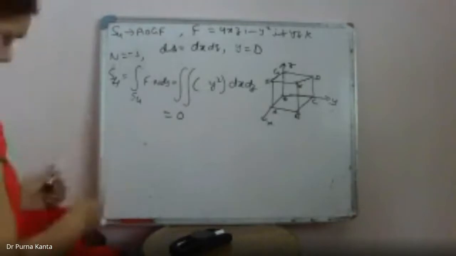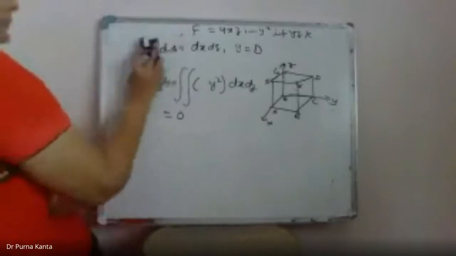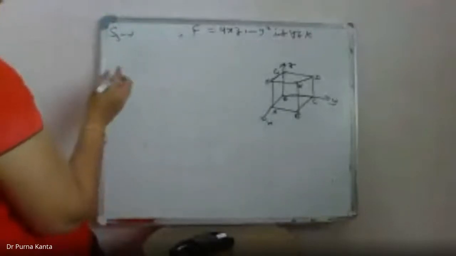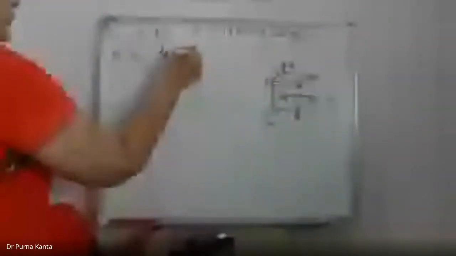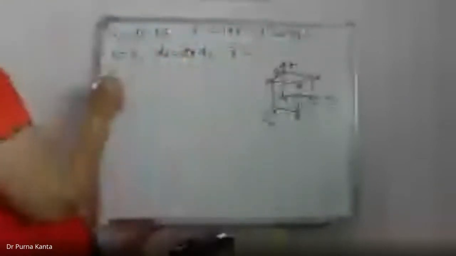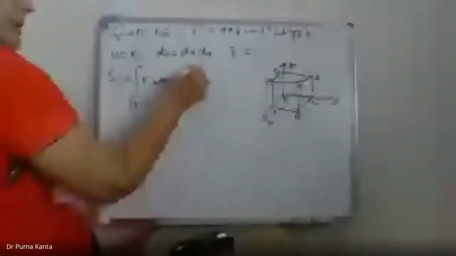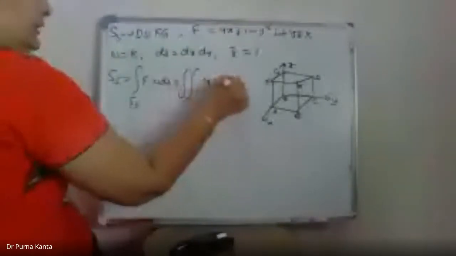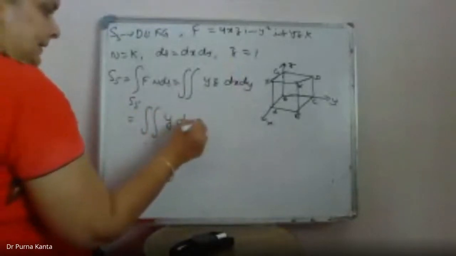Next we go with the surface 5, which is positive z. S5. What is S5? DEFG. So n is equal to k for this, ds is equal to dx dy, and z equal to 1. So the integral over S5 of f dot n ds is the double integral of yz dx dy. Z is equal to 1, if you substitute, this will become the double integral of y dx dy.